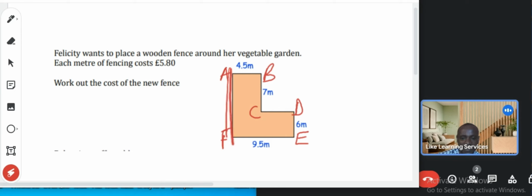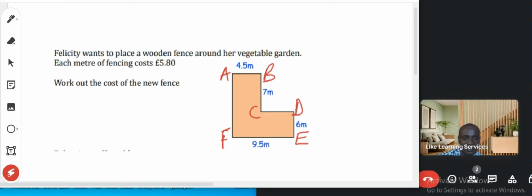Also, A to F is not given. So which one do you want to find first? Is it C to D or A to F? Okay, C to D. What's the length of C to D? How will you find it? I'll help you to calculate it. Go ahead and speak up. I'm listening.